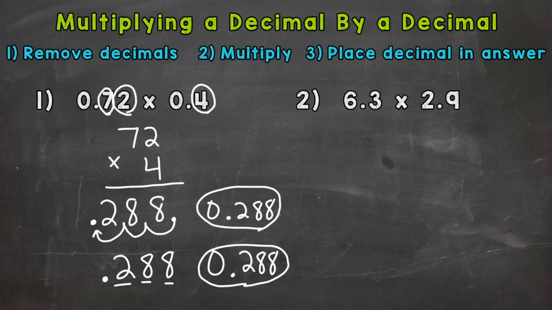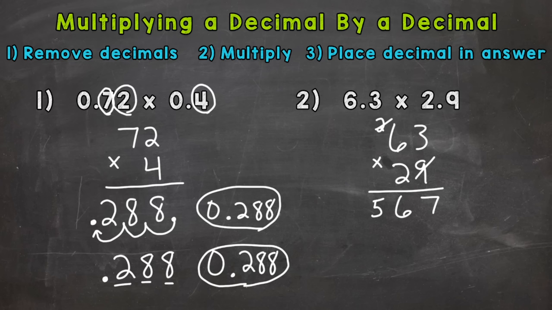On to number two, where we have 6 3/10 times 2 9/10. So first step, remove and forget about any decimals, and we end up with 63 times 29. Now we multiply. 9 times 3 is 27. 9 times 6 is 54, plus 2 is 56. Done with the 9, done with the 2. We're going a place to the left here, so we need our 0 as we work our way over to the 2. 2 times 3 is 6. 2 times 6 is 12.